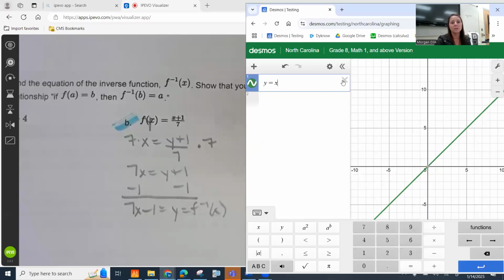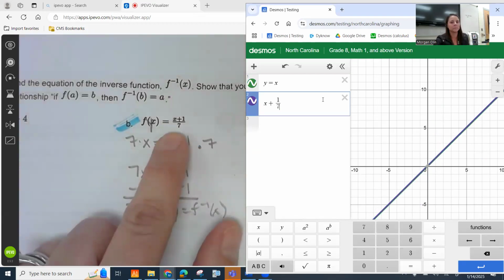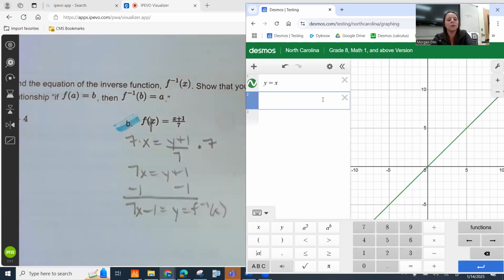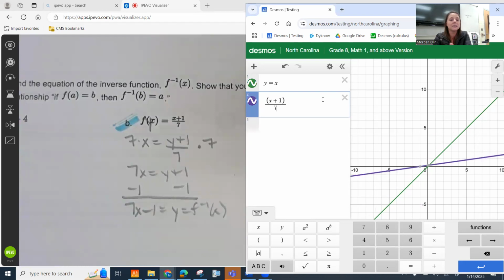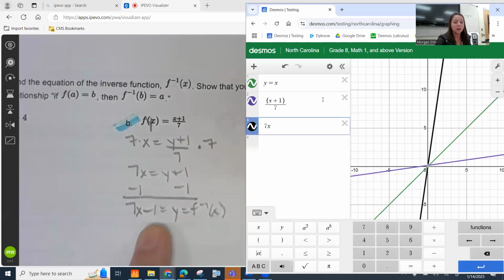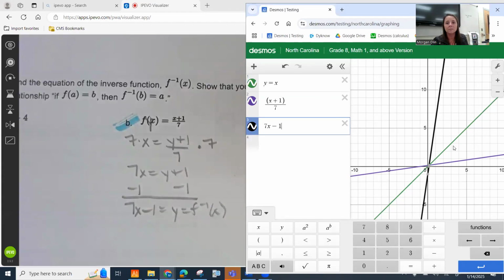Now, I'm going to leave Y equals X there because it must be a reflection over that. Now, please pay attention to this. When I just started typing, does that look like exactly what it had up there? No. You have to put that numerator in parentheses, or after you type it, highlight it and then divide it by 7. Okay. All right. Our other one, the one that we got right here, is 7x minus 1. Now, do these look like a reflection over that line? Yeah, it does.